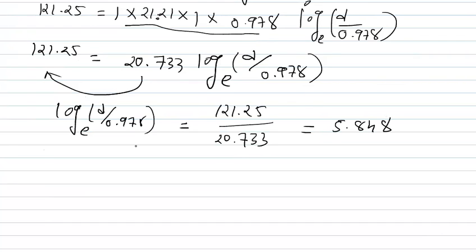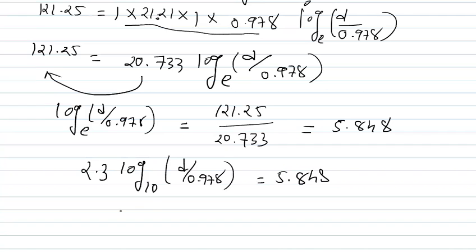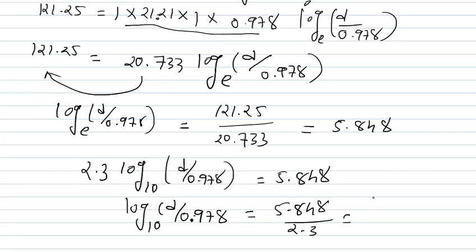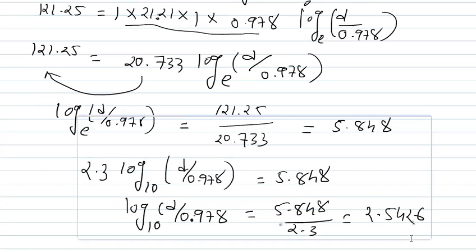5.848. But this is the log based on e, so we need to convert into base 10, right? So it is 2.3 into log D by 0.978 with base 10 and the answer is 5.848. So log D by 0.978 base 10 is equal to 5.848 by 2.3, and that answer is 2.5426. Now we need to do the anti-log of this.